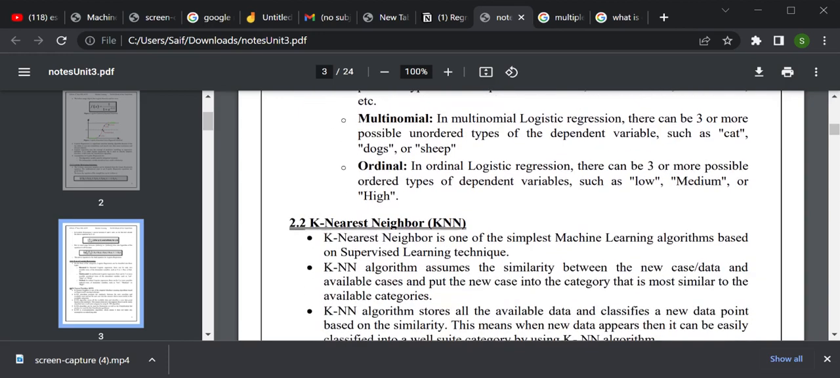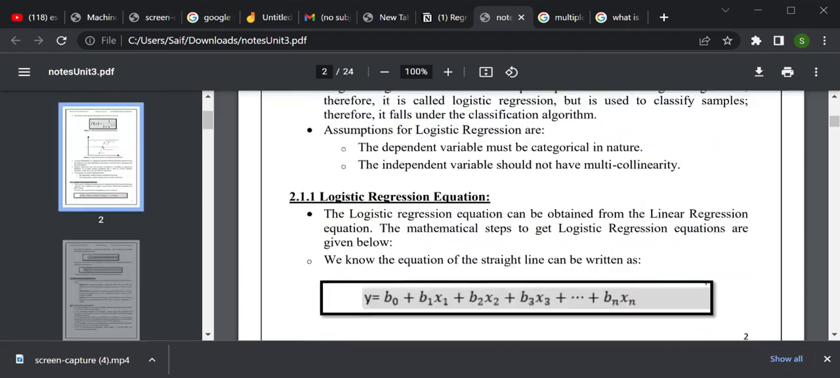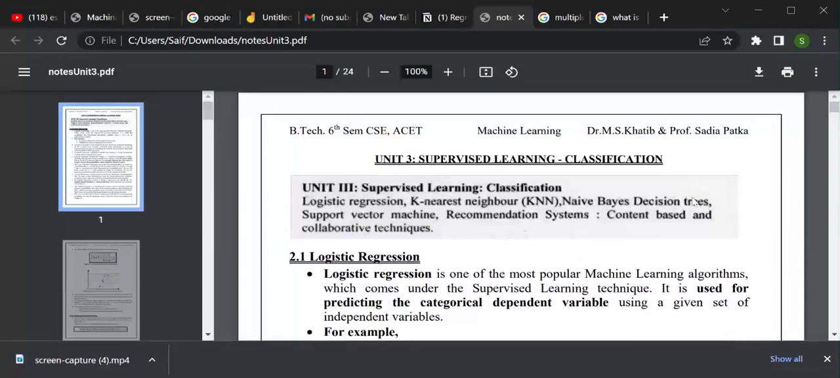The next topic we are going to cover in the next unit is k nearest neighbor. These are all classification methods: k nearest neighbor, naive Bayes, decision tree, SVM, recommendation system. These three things are very important: k nearest neighbor, naive Bayes, and decision tree, which we are going to see in our next session.